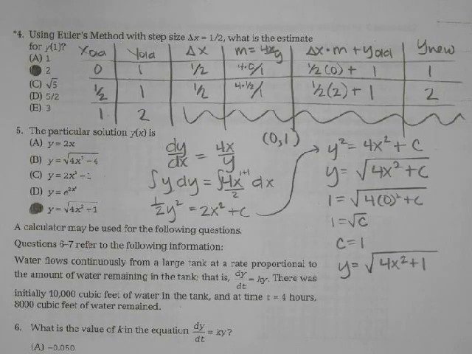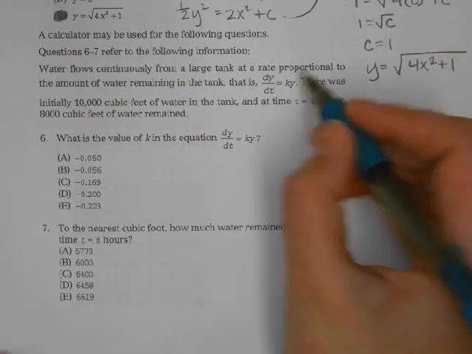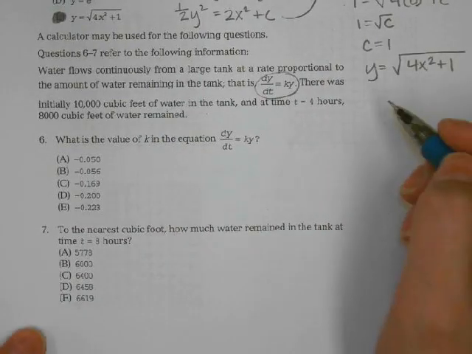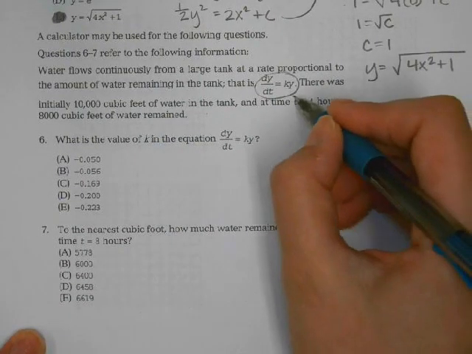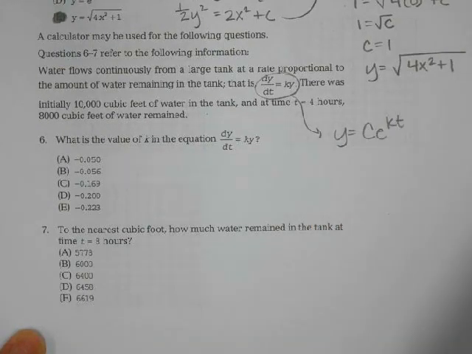All right, for this next one, we get to use a calculator, which is nice because we got some decimal answers there. So it told us to use dy/dt equals ky. And so I remembered that this gives us y equals Ce to the kt. That was an equation that we solved and we used a few times. Flashcard might be good for that one. And so it says if there's initially 10,000 cubic feet of water in the tank, at 4 hours, 8,000 remains, we want to find that k.